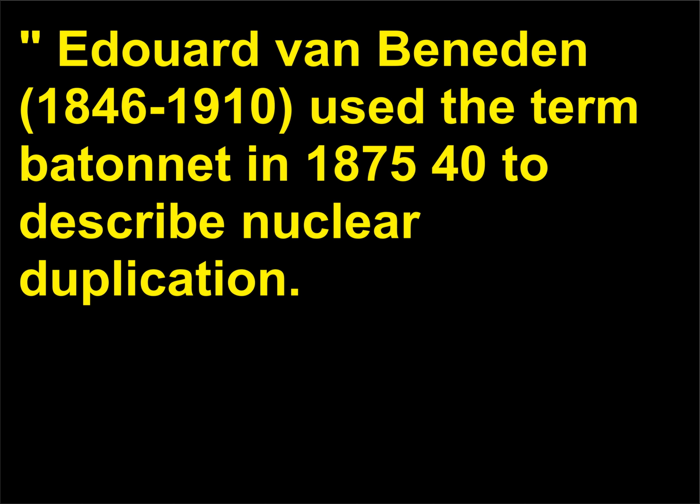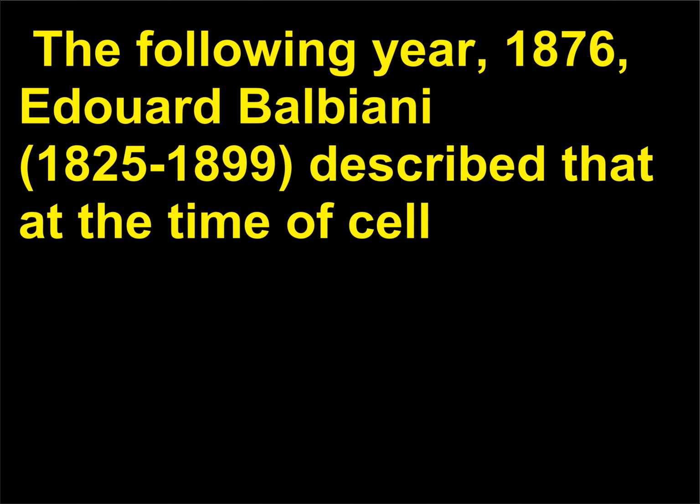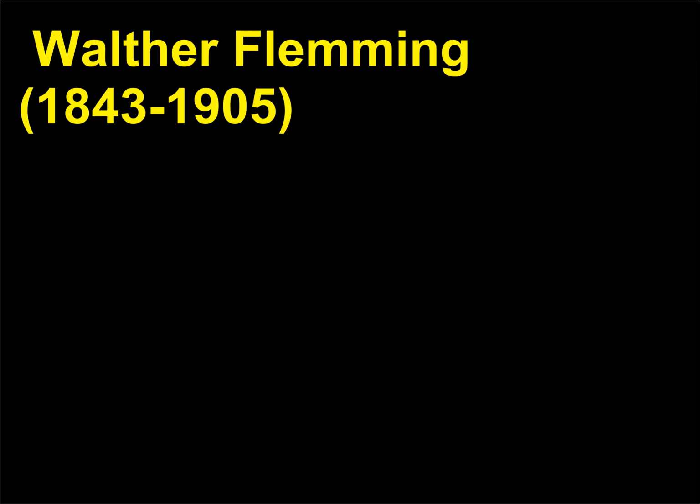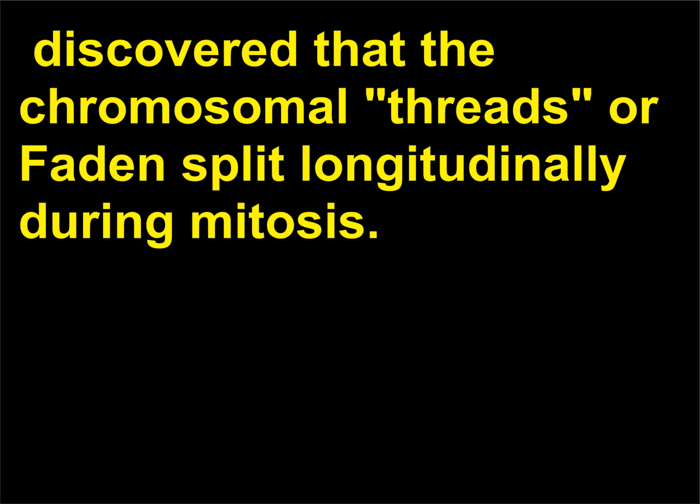Edouard van Beneden, 1846 to 1910, used the term "Kernplatte" in 1875 to describe nuclear duplication. The following year, 1876, Edouard Balbiani, 1825 to 1899, described that at the time of cell division the nucleus dissolved into a collection of narrow little rods. Walther Fleming, 1843 to 1905, discovered that the chromosomal threads split longitudinally during mitosis.